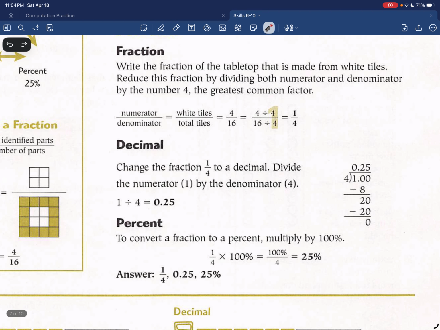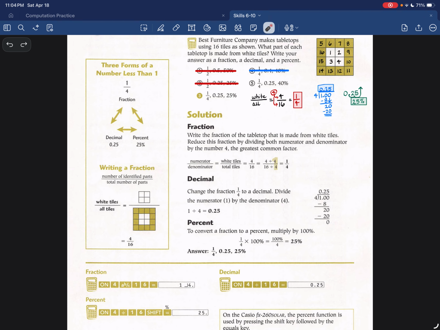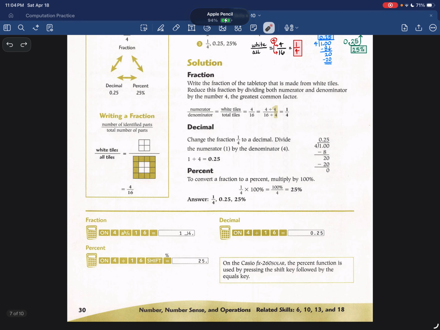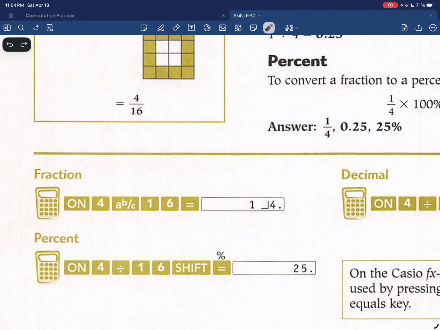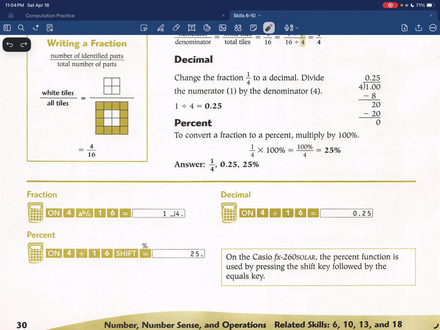To convert a fraction to a percent, multiply by 100%. I just moved my decimal, but it's the same thing. You can do it either way to get the final answer. And I like this. They showed you how to do this on the Casio. I don't use the percent function myself, but it's good if you want to practice that. You're welcome to do that. I just never have used it, but I do use fractions and decimals. So practice working those and you will know how to do them on the Casio.